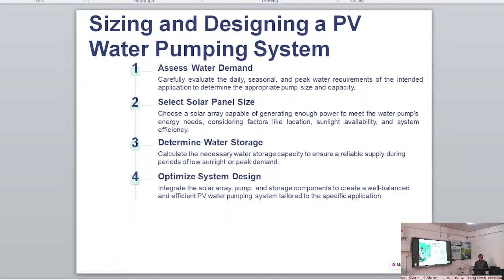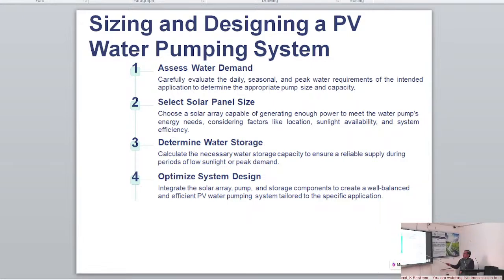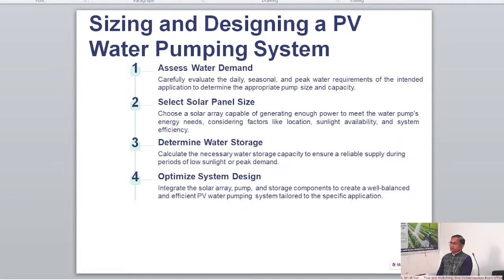If we want to install anywhere, the first thing is the site preparation: to ensure the installation site is level, with clear access to sunlight, proximity to water sources, and the distribution network. These are the important things. So the first important part is the site preparation.